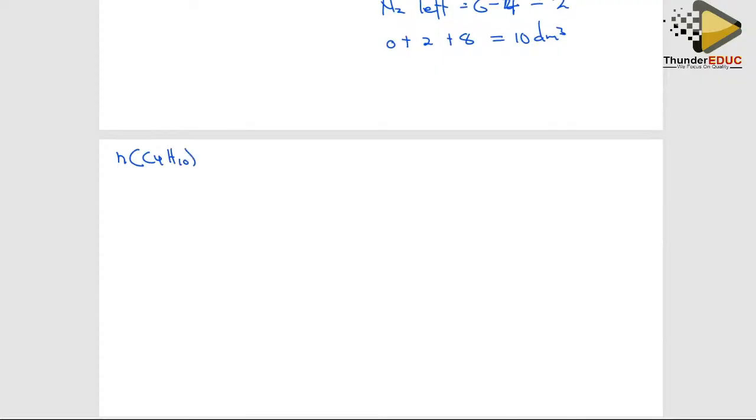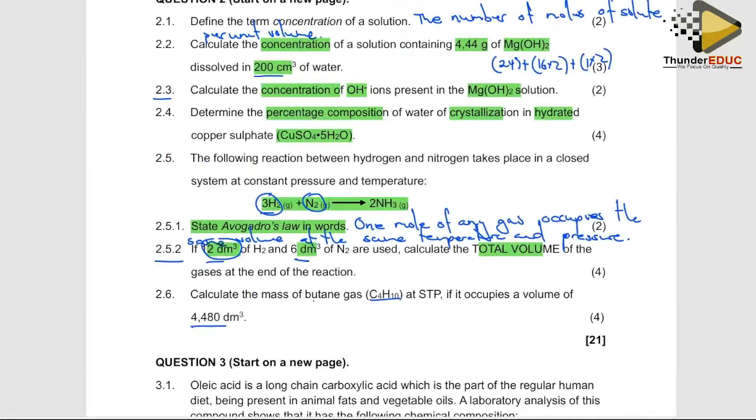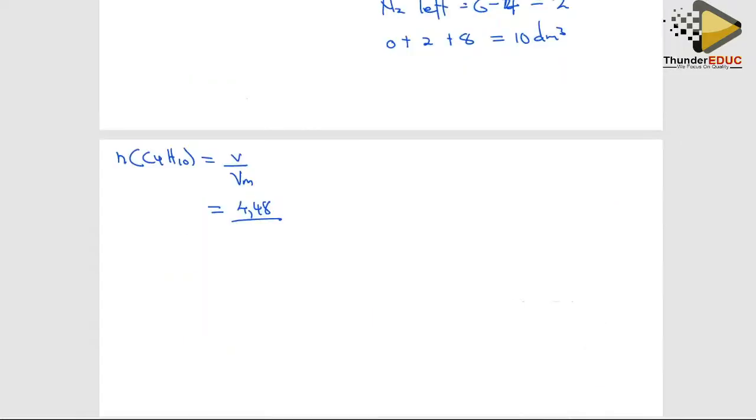There, right, n is equivalent to V all over Vm, right? Therefore, I'm going to proceed to say this is equivalent to 4,48 all over... So this is the volume that is given there, which is 4,48. All over my Vm, which is a constant, right? So molar gas volume there, 22,4 at STP. So I'm going to get a value of what? 0,2. So it's 0,2 moles if I divide that one.